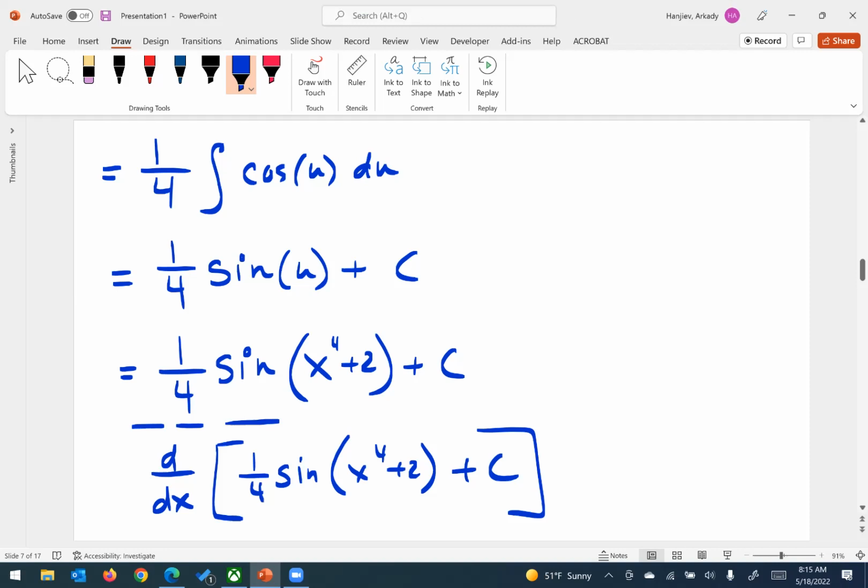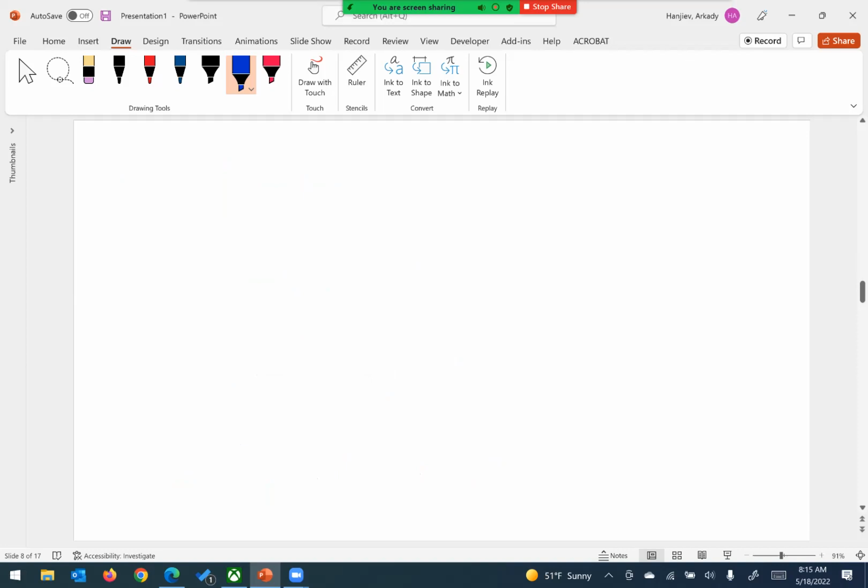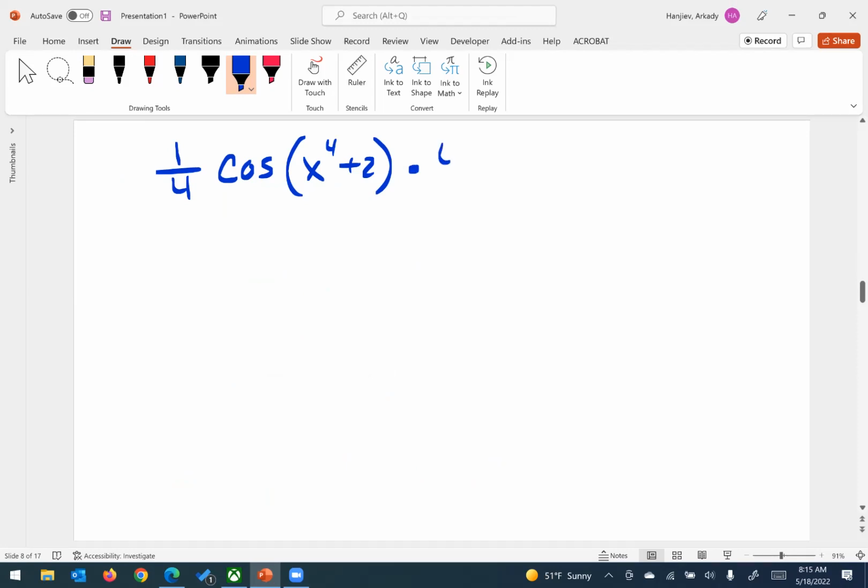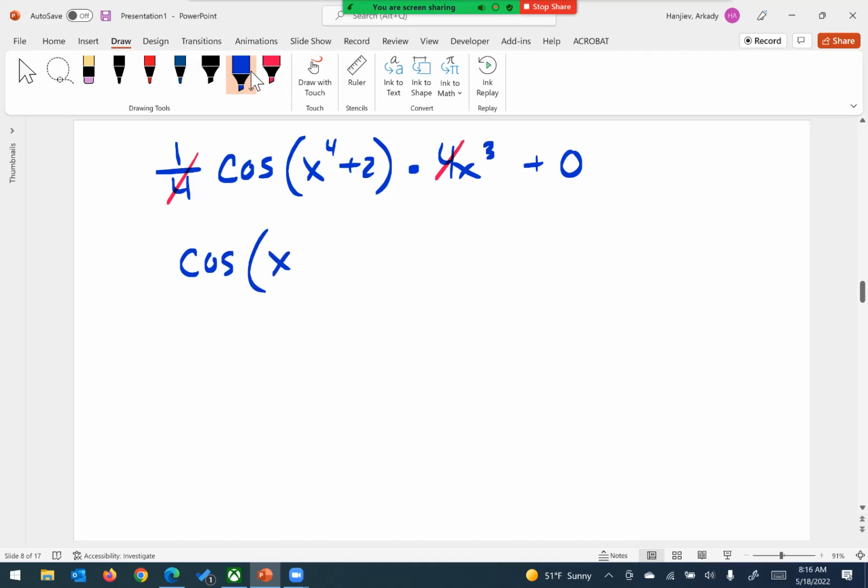Okay, so the derivative of that would be, let's see, 1/4 is going to stay on the outside, just chilling. The derivative of sine is cosine, and the inside stays the same. Multiplied by the derivative of the inside function. And then plus c would just be plus 0. Okay, and there it is. That 4 and that 1/4 will cancel themselves out. And the final answer looks like this.